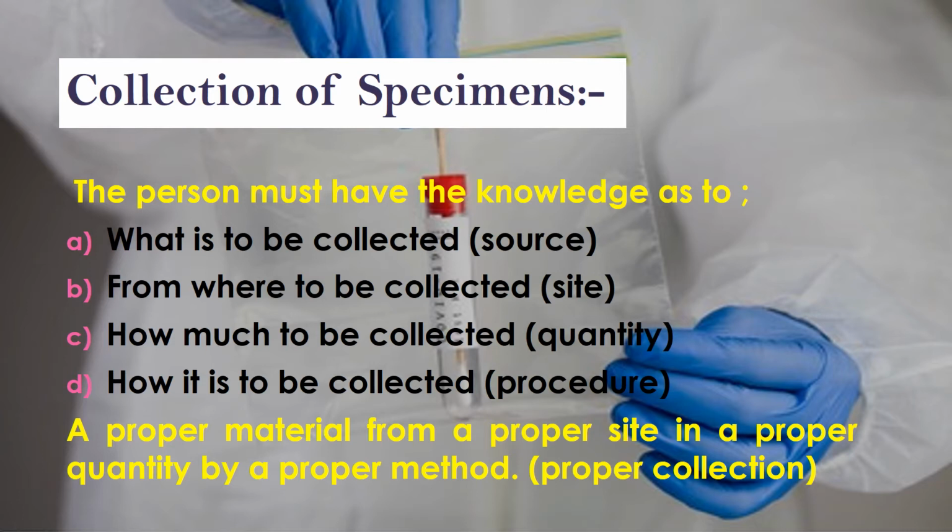Collection of specimens. The person must have the knowledge as to a. What is to be collected, b. From where to be collected, c. How much to be collected, d. How it is to be collected. A proper material from a proper site in a proper quantity by a proper method is proper collection.